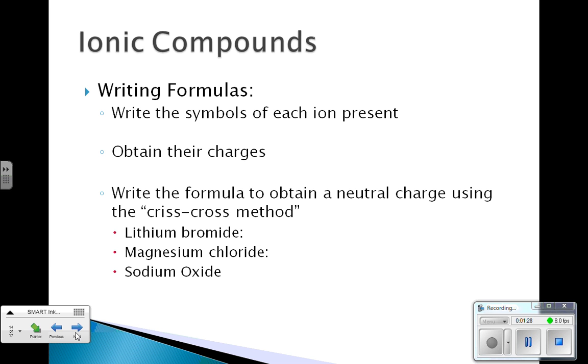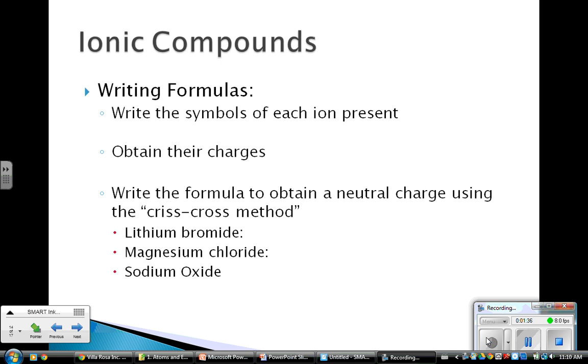Now, if you're given the name and you then have to write out the formula, this is the process that you would use. There are 3 steps. Step 1, write the symbols for each ion present. Step 2, obtain their charges. And the third step is write the formula using the crisscross method. So we're going to do an example of that right now.